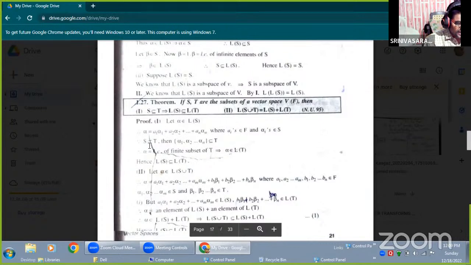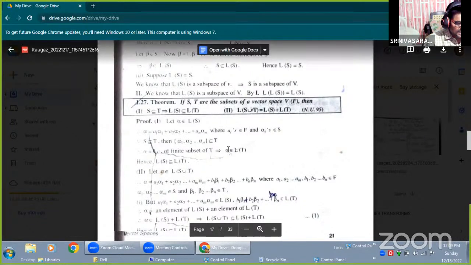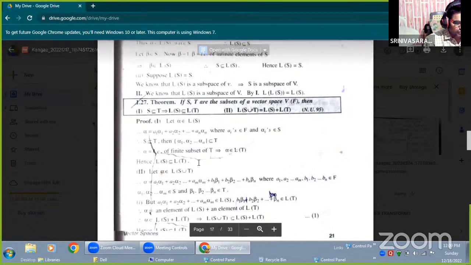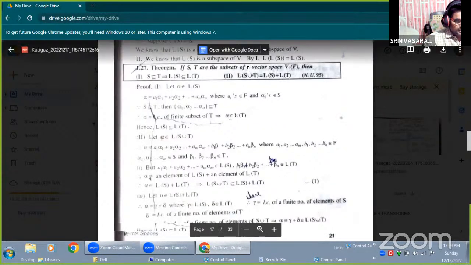Finally, this is L of S. L of S contained in or equal to L of T. Second one. Here, this is the LHS and this is the RHS.